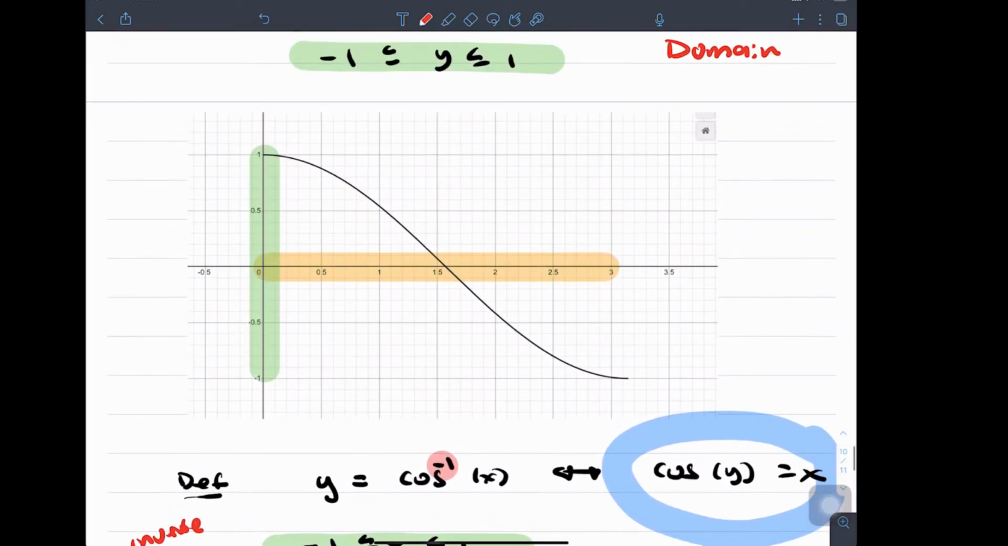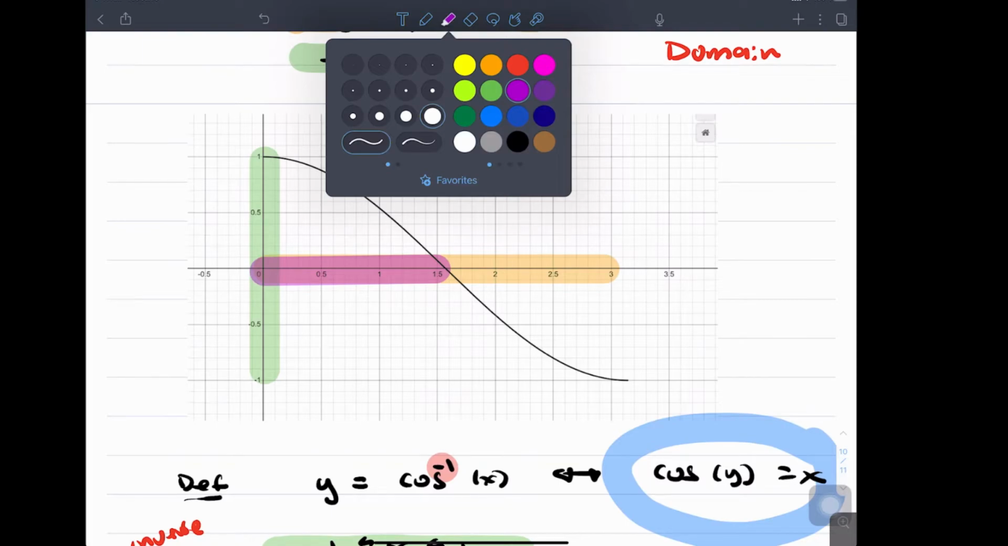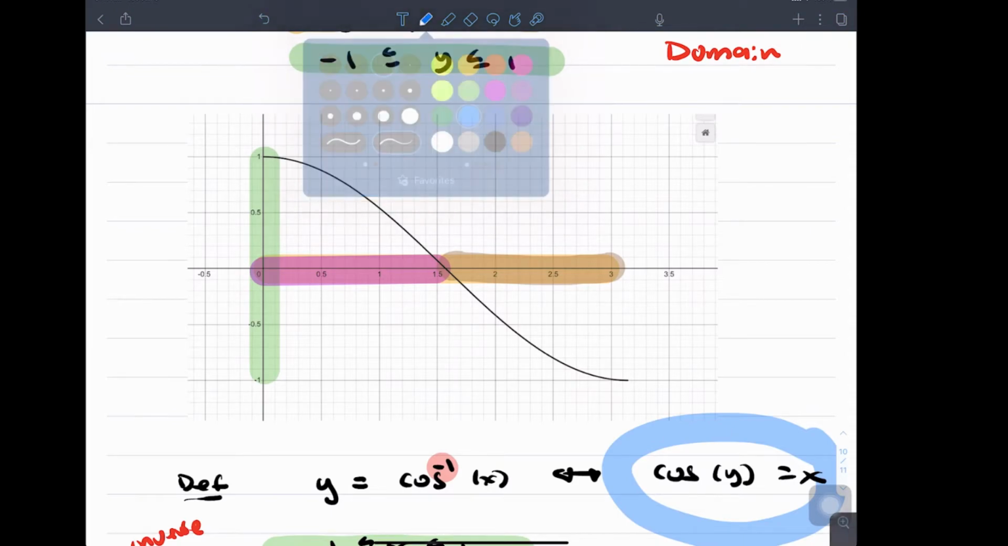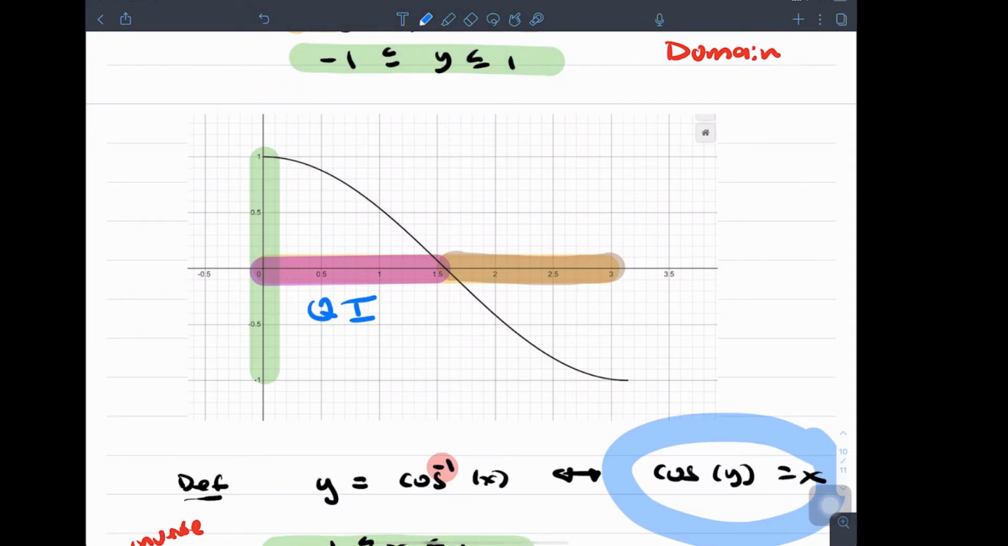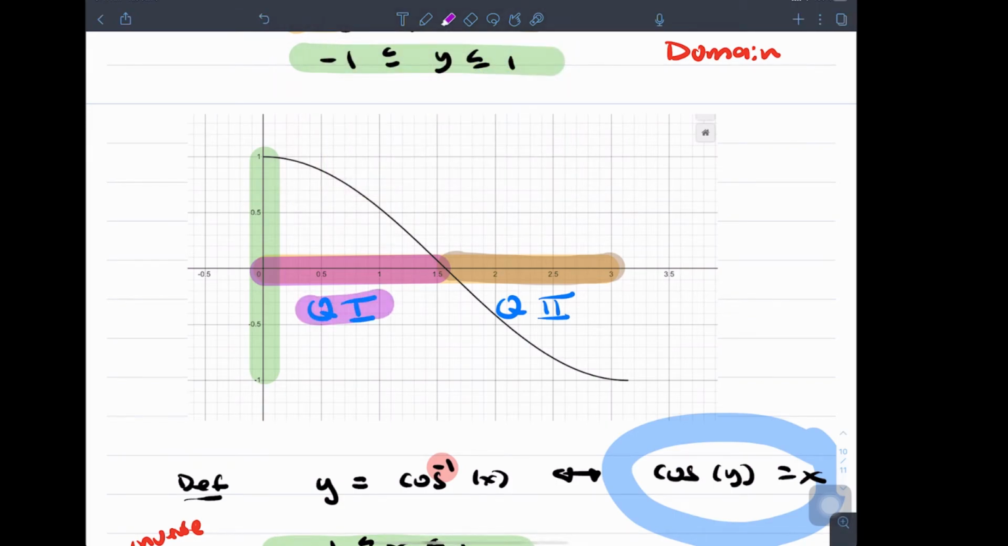Okay, so if you went back here, let's talk about our quadrants. How do we restrict the domain? This is really from 0 to pi, which is 180. What quadrant is this? What was the other color we used? Don't remember. This is quadrant what? Quadrant 1. And what is this quadrant over here? This is quadrant 2. So we're keeping quadrant 1, and we're keeping quadrant 2 now.